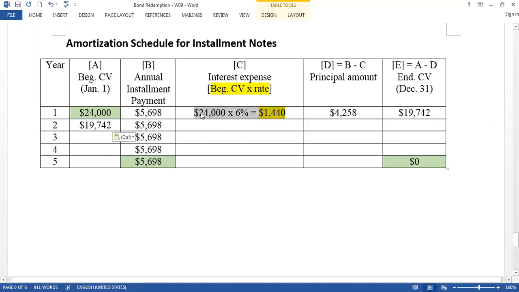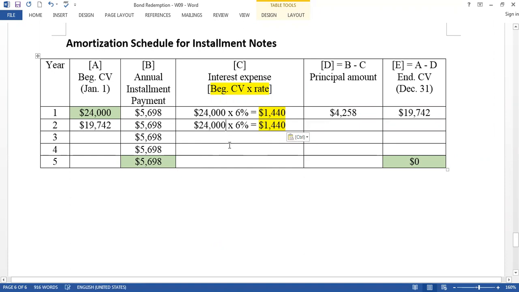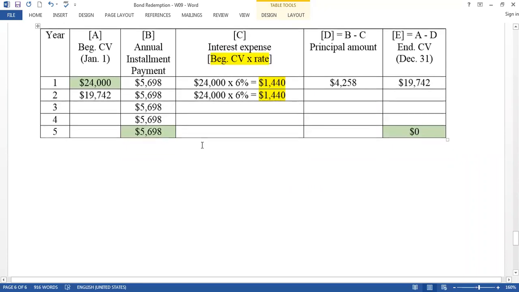So how to do this? What is the beginning carrying value? Because the formula of interest is beginning carrying value times rate, right? So this is year 2. Year 2, what is the beginning carrying value? Year 2 beginning carrying value is $19,742. 6% interest. It is 1,185. This is the interest expense of year 2, right?